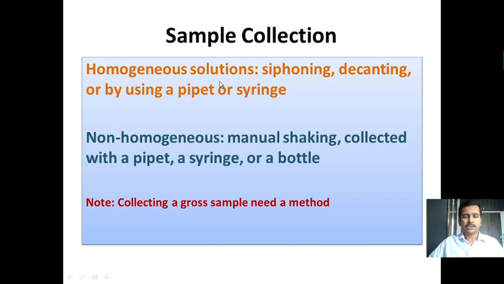So if the liquid sample you are going to collect is a homogeneous solution, then there is no complexity involved in collecting the sample. Either we can siphon the liquid sample and fill it into a vial, or we can fill it into a sample reservoir and store it before the analysis. Then we can use it for analysis.